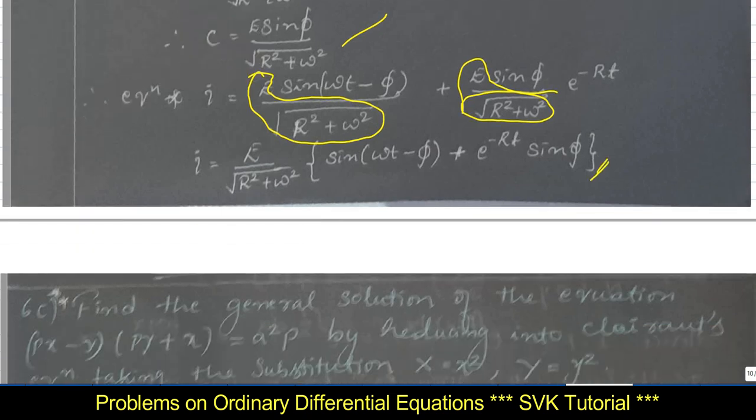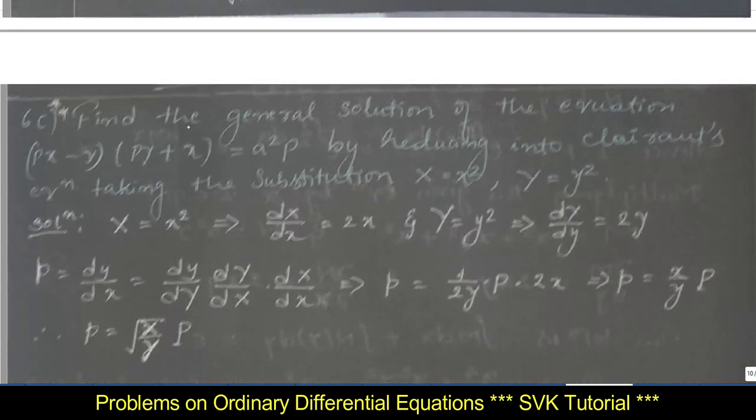Moving on to question number 6c. Find the general solution of the equation px minus y into py plus x equal to a square p, by reducing into Clairaut's equation by taking the substitution as X equal to x square, Y equal to y square. So by considering the given substitution X equal to x square, find dX by dx which is equal to 2x, and Y equal to y square, that derivative dY by dy will be equal to 2y.